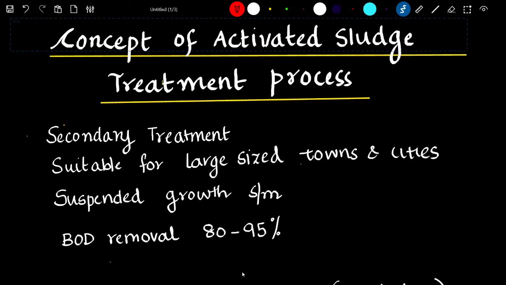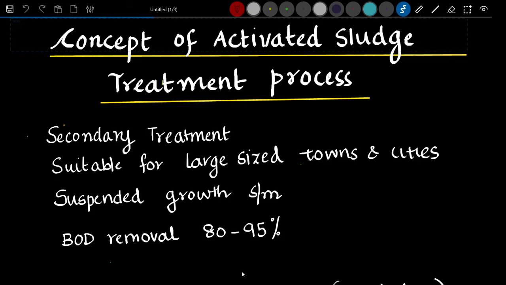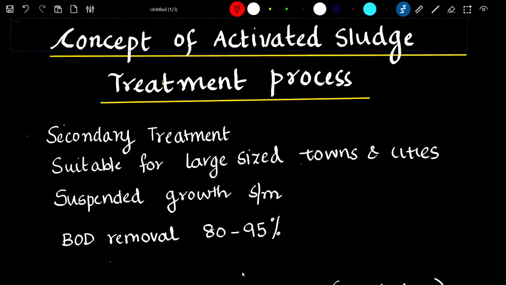So in this session, we'll see the activated sludge treatment process, which is a part of the treatment system in environmental engineering. To start with, the activated sludge treatment process is defined as a secondary treatment system. So what is actually a secondary treatment system? It is an example of a biological treatment system where the microbes are being used to bring about the treatment.